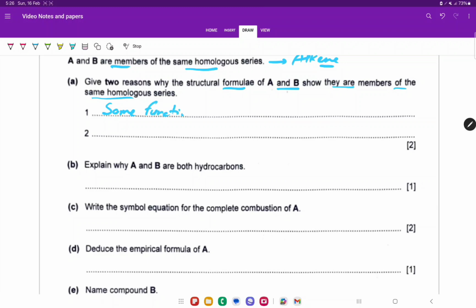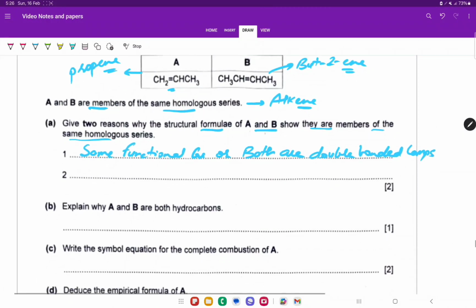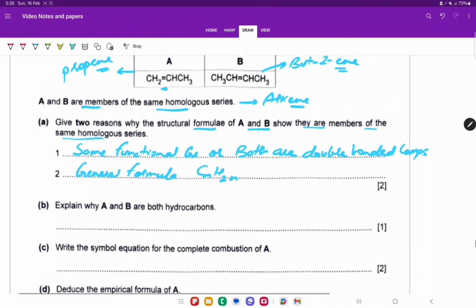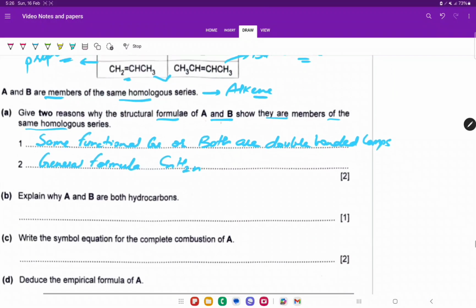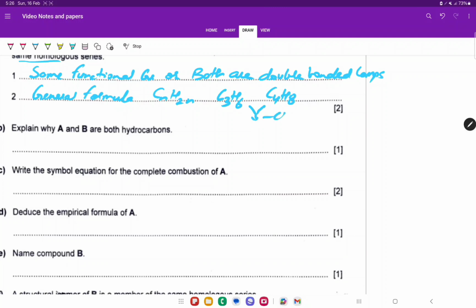We can say both have a double bond group, or both are double bonded compounds, and the general formula of both of them is CnH2n. We can also write the formula for the first as C3H6 and for the second as C4H8, and both of them differ by a CH2 group.